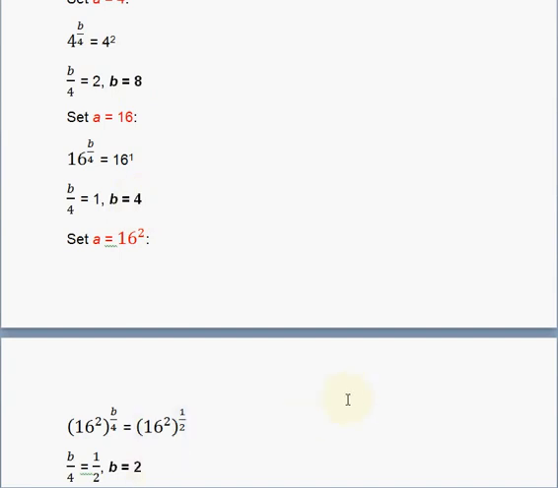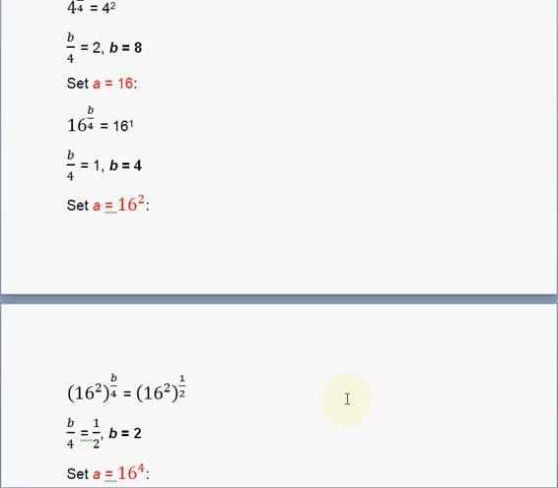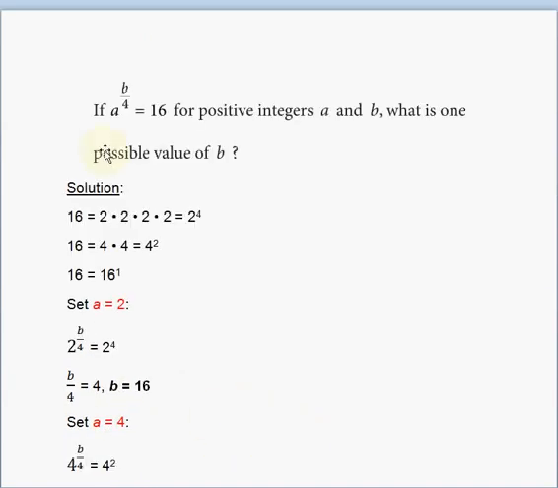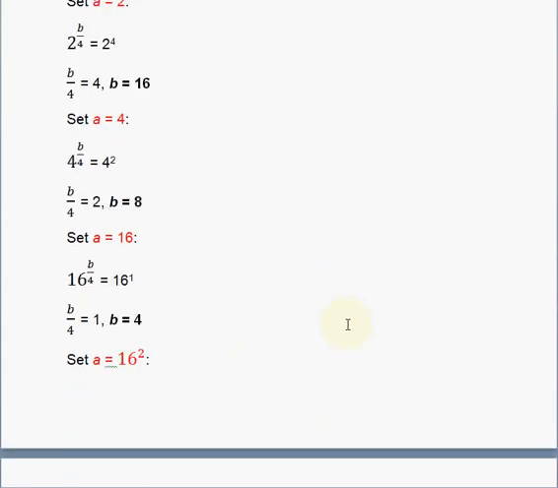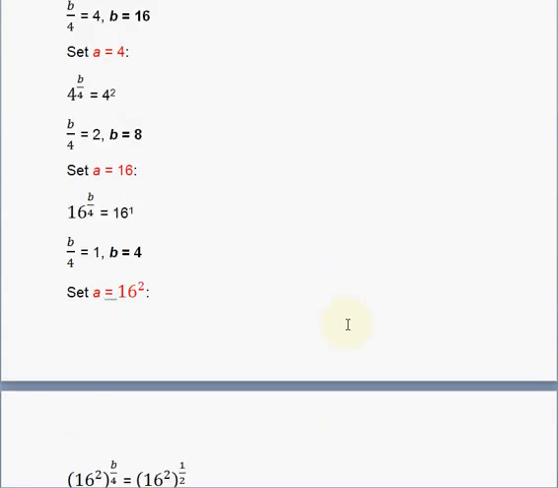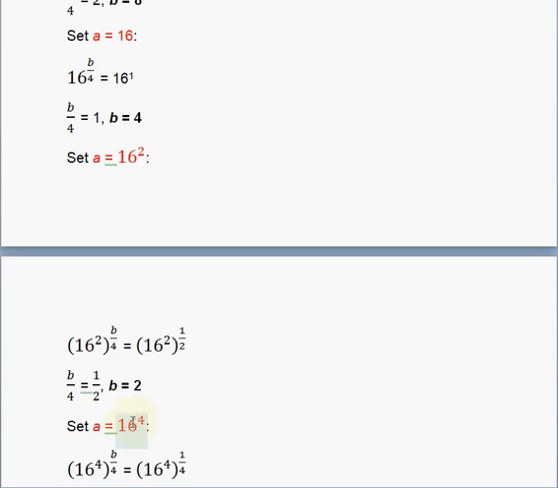But let's see, let's have fun and see how this works. Next a value is going to be the square of that, right? Because 16 squared, if you square that, it's going to be 16 raised to the 4th power, right? So that's going to be your new base. That's going to be your last base, right? Because you can't go less than b is equal to 1 because in the problem it says positive integers a and b, right? So we cannot go less than 1 for the b. So a is equal to 16 raised to the power of 4. That's going to be the final base that you're going to use for a.